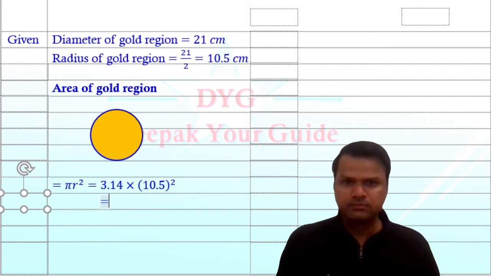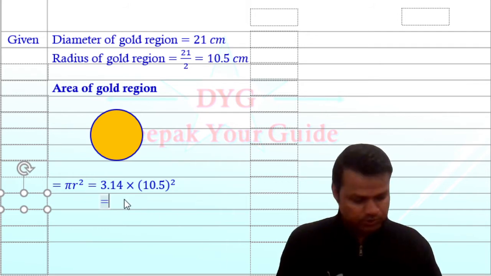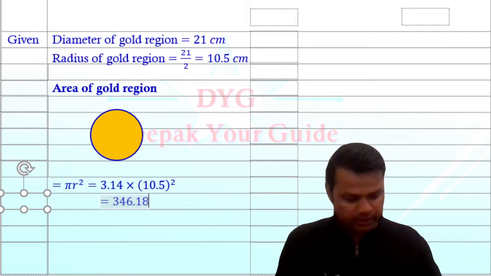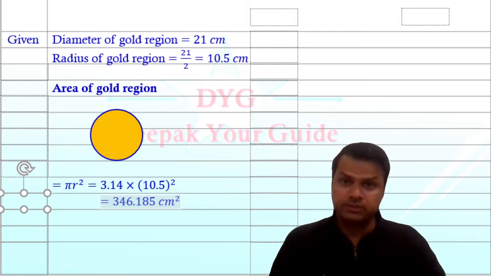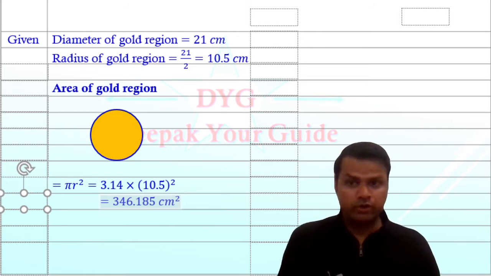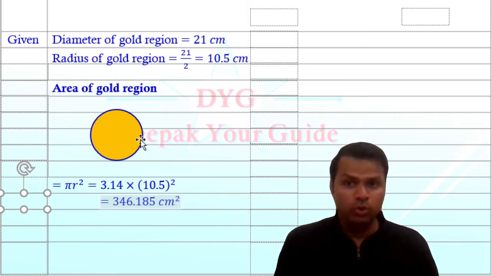346.185. Let me write it. 346.185 centimeter square. This is the answer that we have got for the first region. I hope you understood how we calculate the area of the first region, which is the gold region.